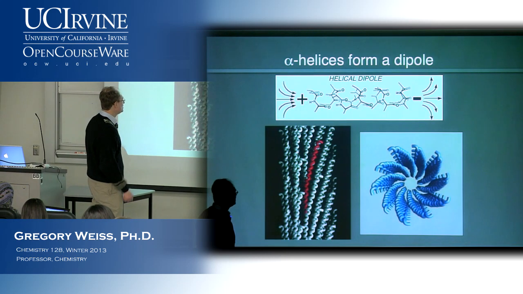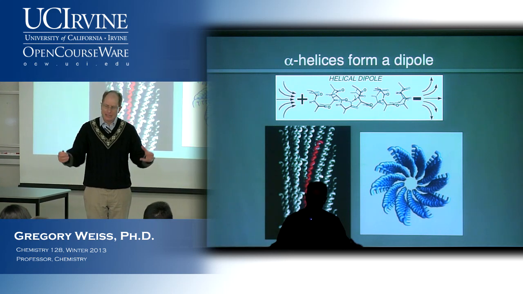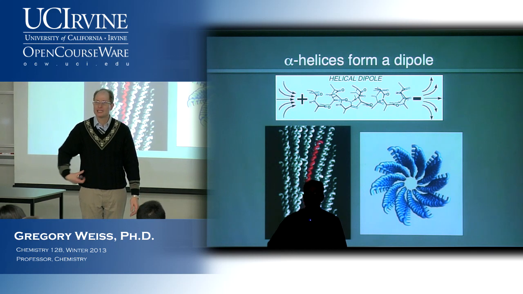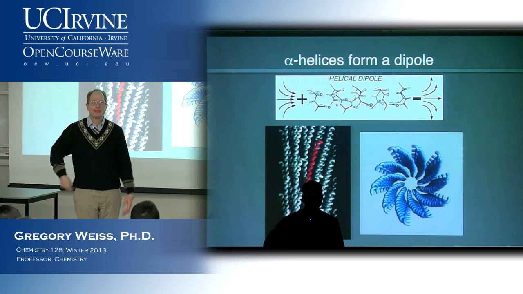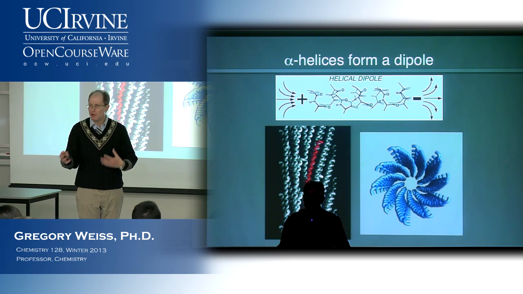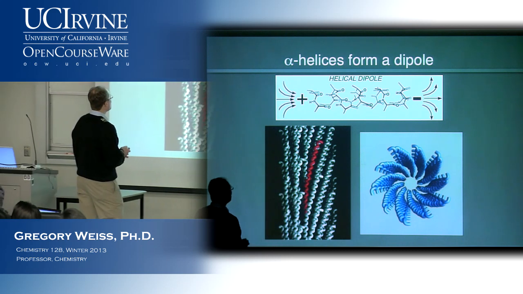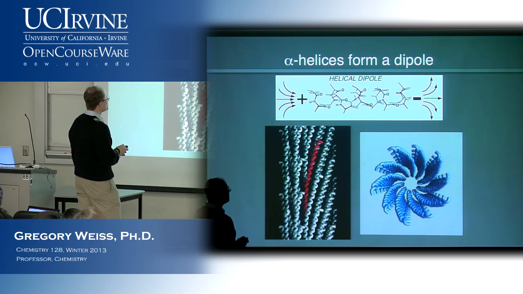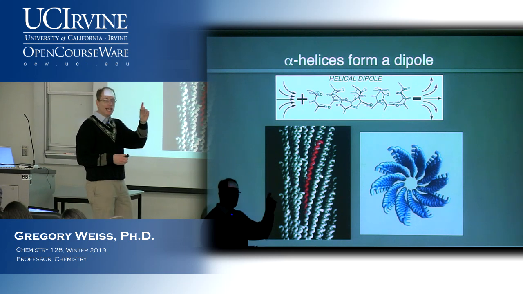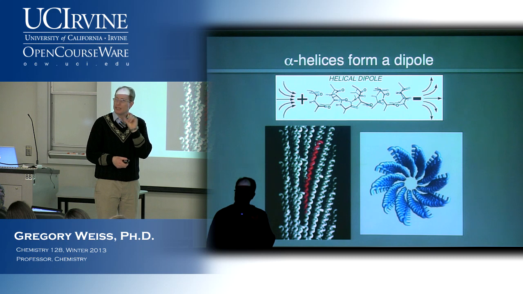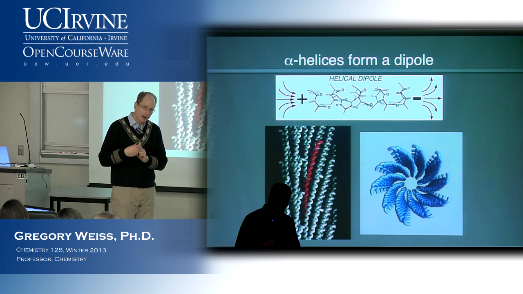Let's talk next about alpha helices in general. Alpha helices often clump together with other alpha helices into large assemblies. And it turns out that the alpha helix itself has a dipole associated with it. You can see this up here. Notice that all of the carbonyls are pointing in the same direction. Each one of these carbonyls has a tiny little dipole associated with it. We talked about dipoles when we talked about dipole-dipole interactions much earlier in the quarter.